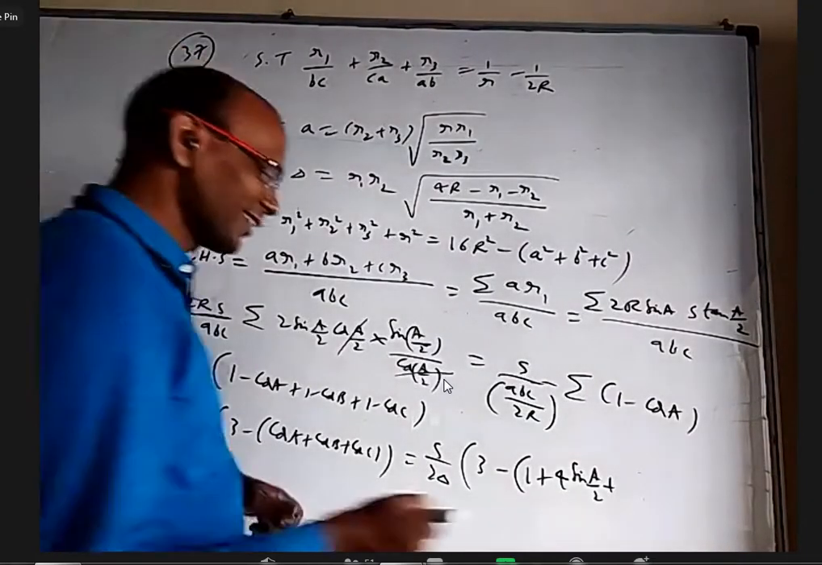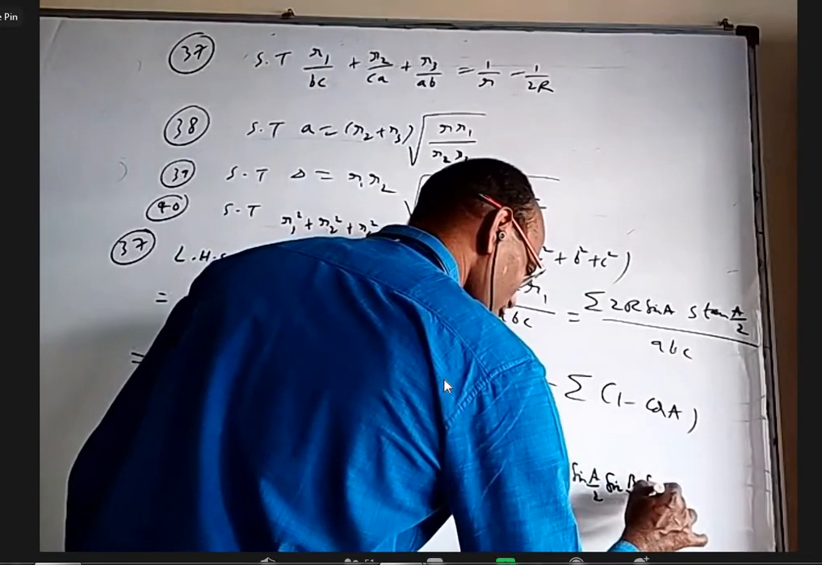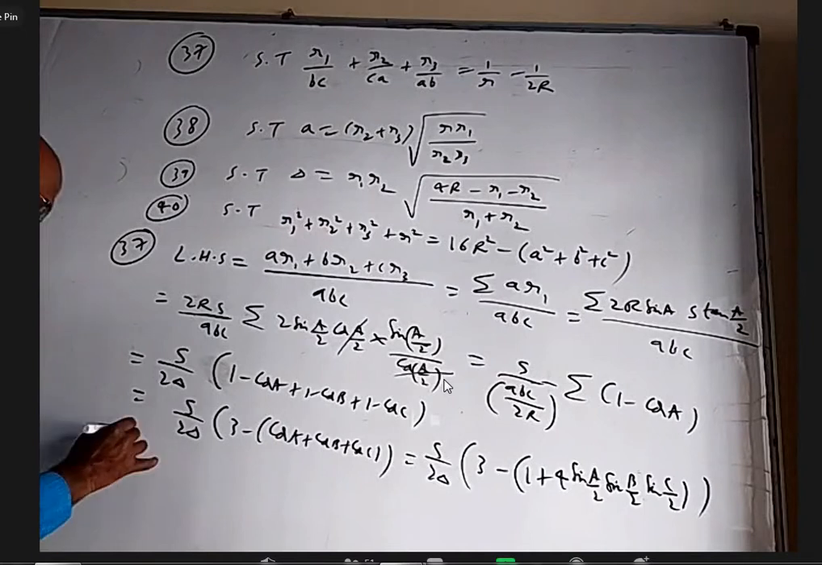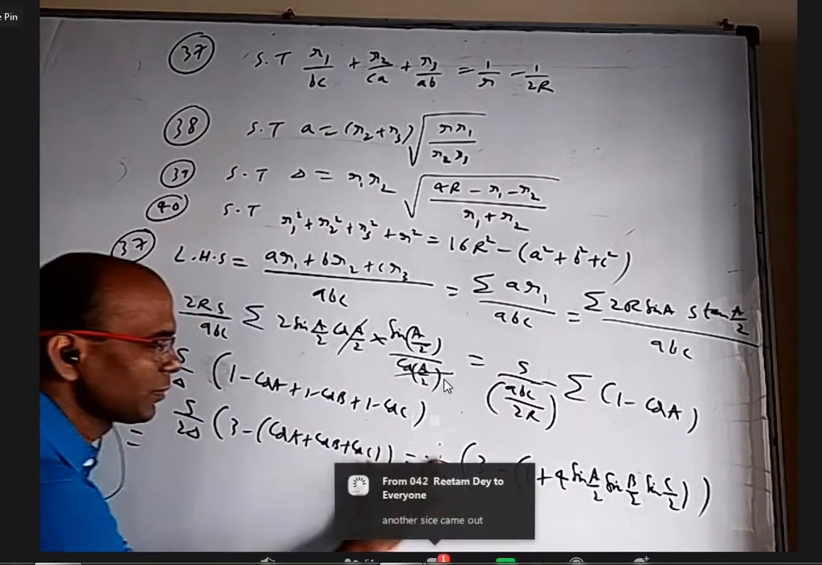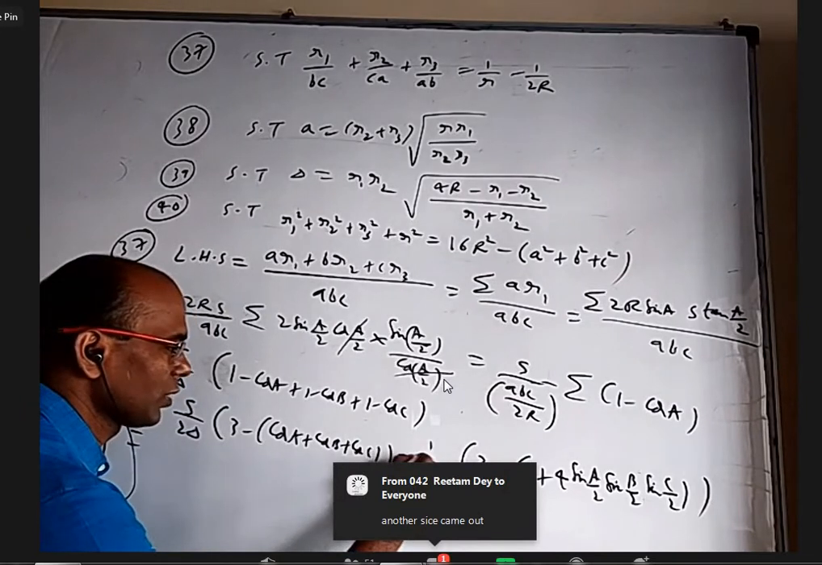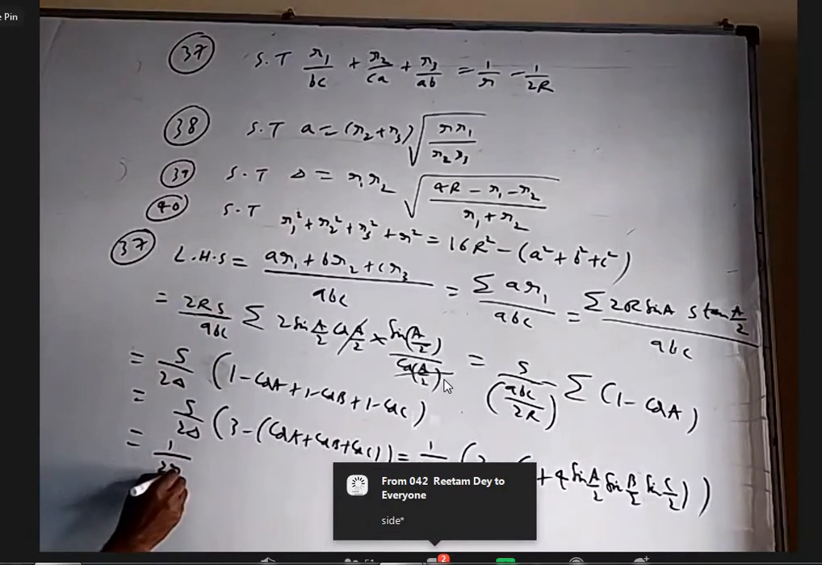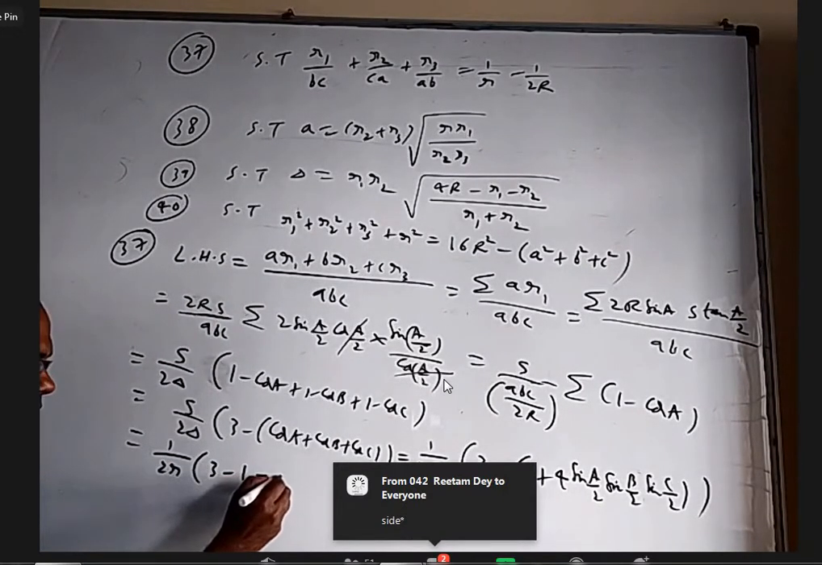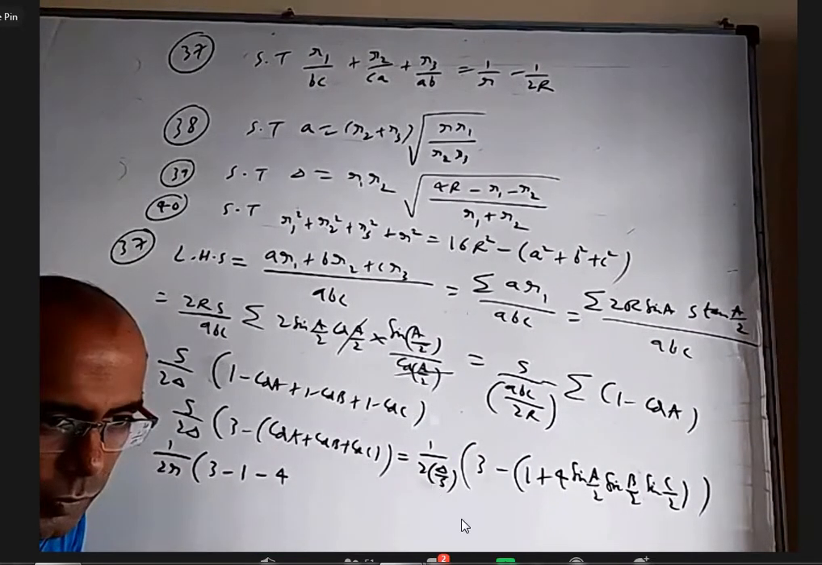Cos A plus cos B plus cos C is 1 plus 4 sin A/2 sin B/2 sin C/2. Okay. And this delta by S will be small r. So 1 by 2 times delta by S, 1 by 2R, 3 minus 1 minus 4 into that is small r by capital R.